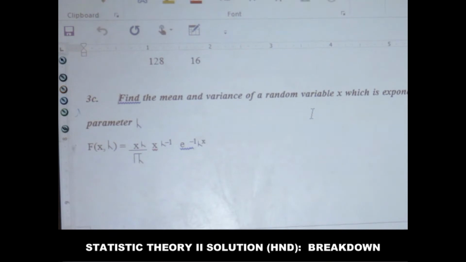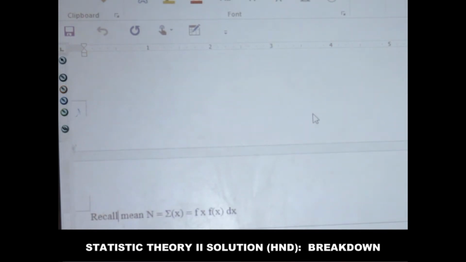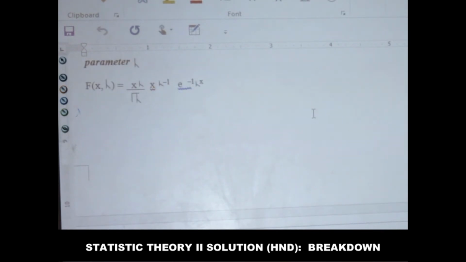Now, question 3 says, find the mean and variance of a random variable x, which is exponentially distributed with parameter lambda. Now, you have f(x; lambda) is equal to x lambda over the gamma lambda x raised to power lambda minus 1 e raised to power minus lambda x.